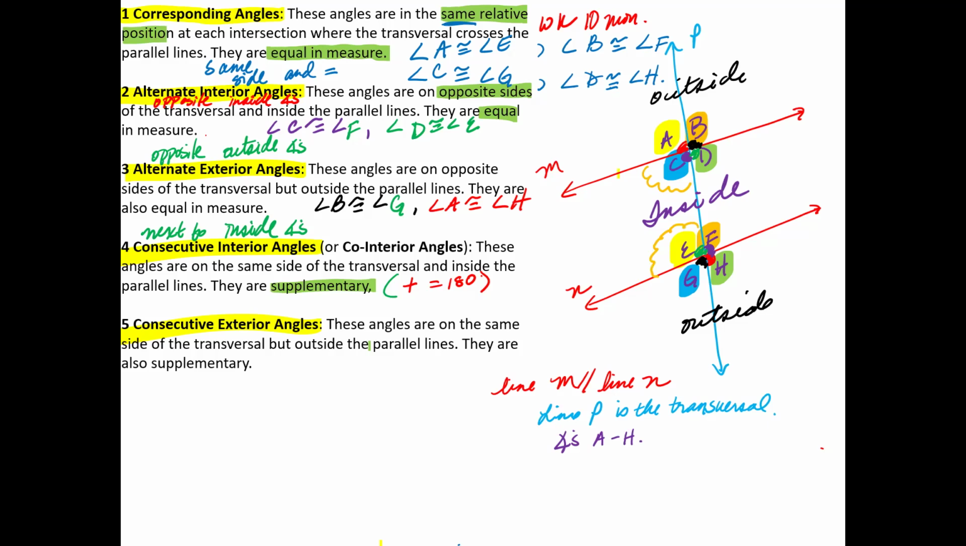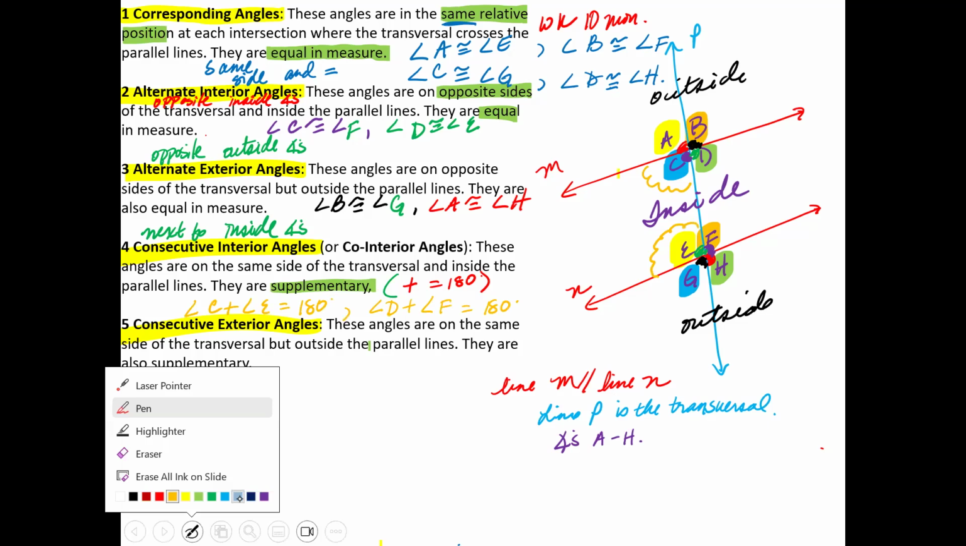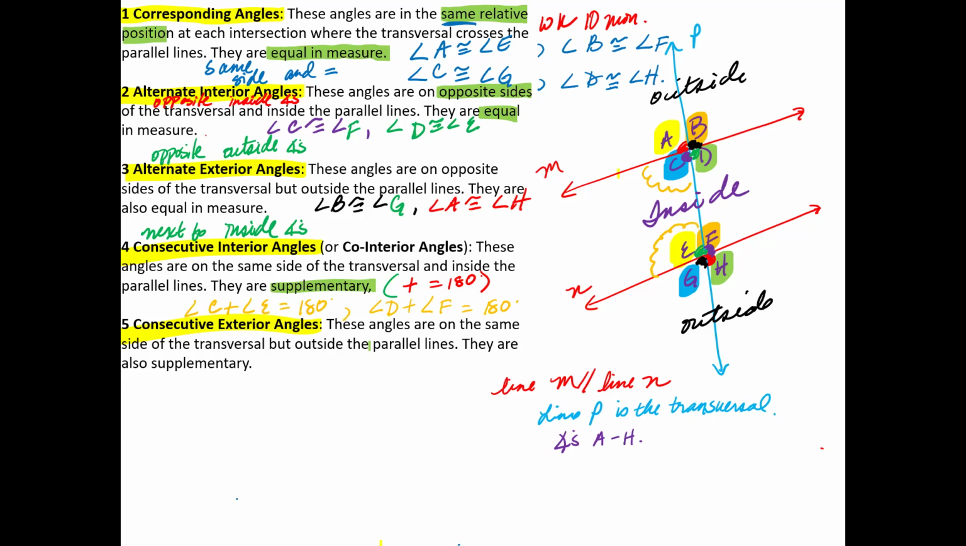Consecutive means you're next to each other on the same side as the transversal. So angle C plus angle E equals 180 degrees. What's another one? Yeah. So write that down in orange. So those are consecutive interior angles.